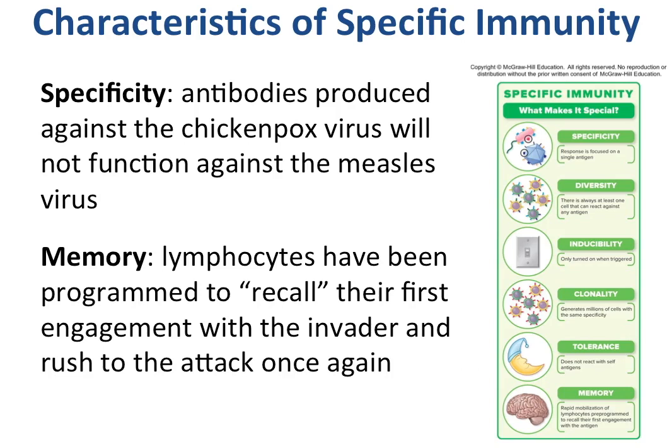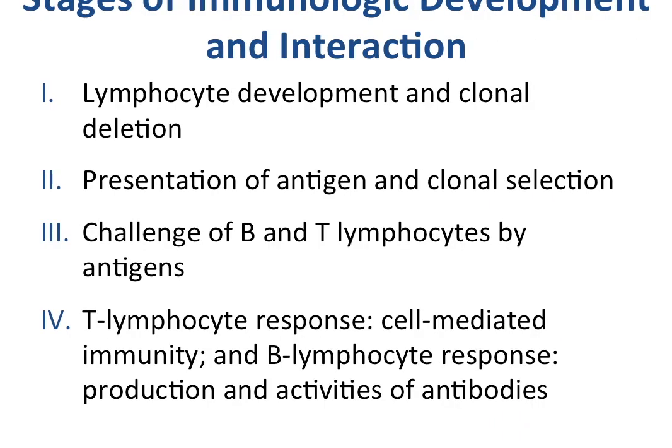The immunity is very specific because one type of antibody only reacts to one type of pathogen, such as the antibody for chickenpox cannot work against measles. Memory: the lymphocytes can memorize the immune response. So when the pathogen invades our body again, the lymphocytes can recognize the pathogen very quickly and initiate the response very quickly.